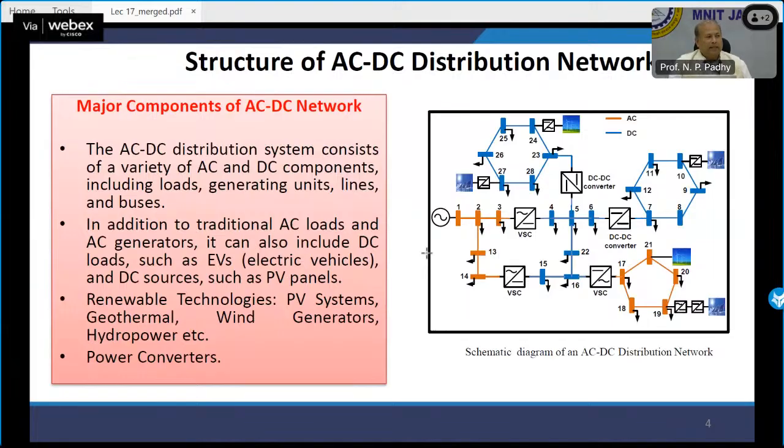So the AC/DC distribution system consists of a variety of AC and DC components, including loads, generating units, lines, and buses. In addition to traditional AC loads and AC generators, it can also include DC loads such as EVs and DC sources such as PV panels, and renewable technologies: PV systems, geothermal, wind generators, hydropower, etc.